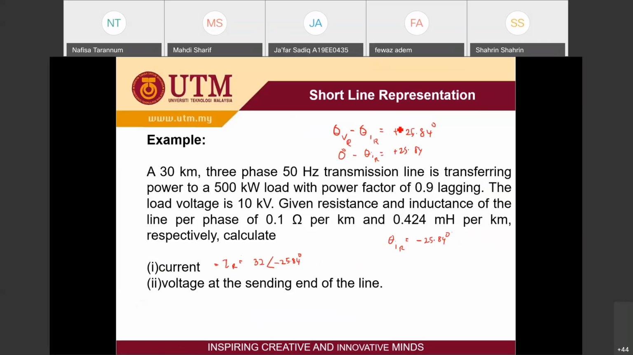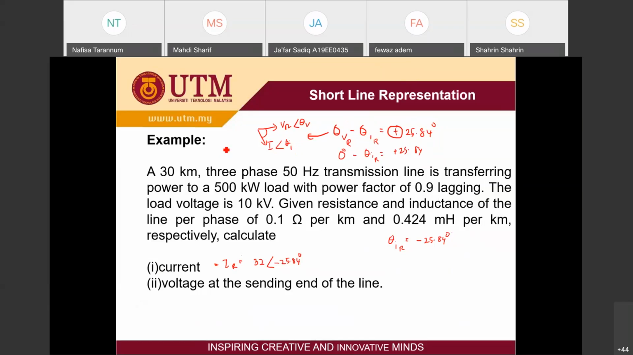So for lagging power factor, the difference between voltage and current angle must always be positive. But for leading, theta V minus theta I should be negative. Because lagging, you should know the relationship of the phasor. So this is your VR, the current is always lagging. So theta V minus theta I should always be positive.